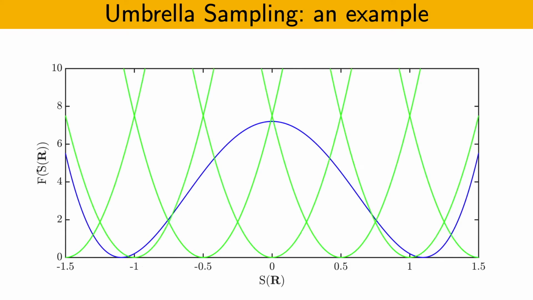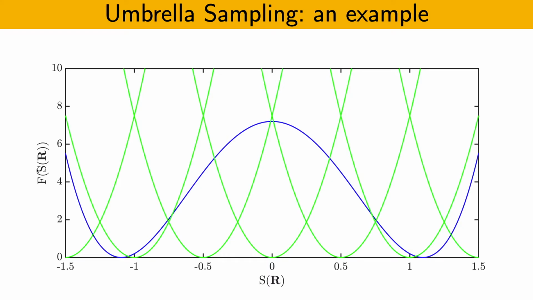Then we can repeat this process for several windows that sample the entire space of the collective variable that we are interested in investigating. For each one of these windows, we have defined a different Vi of S. In green we are looking at the Vi of S. In blue is an analytical expression for the underlying free energy surface.